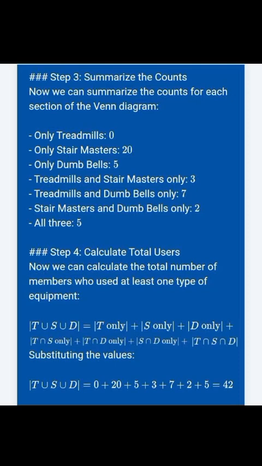Then step number 4 is to calculate the total users apart from those who never used any equipment. Let us first get the union of T, S and D. We use the IE principle. We get T only plus S only plus D only plus TS only plus TD only plus SD only, then plus S intersection T intersection D. And we get 42 as the number of the union of T, S and D.